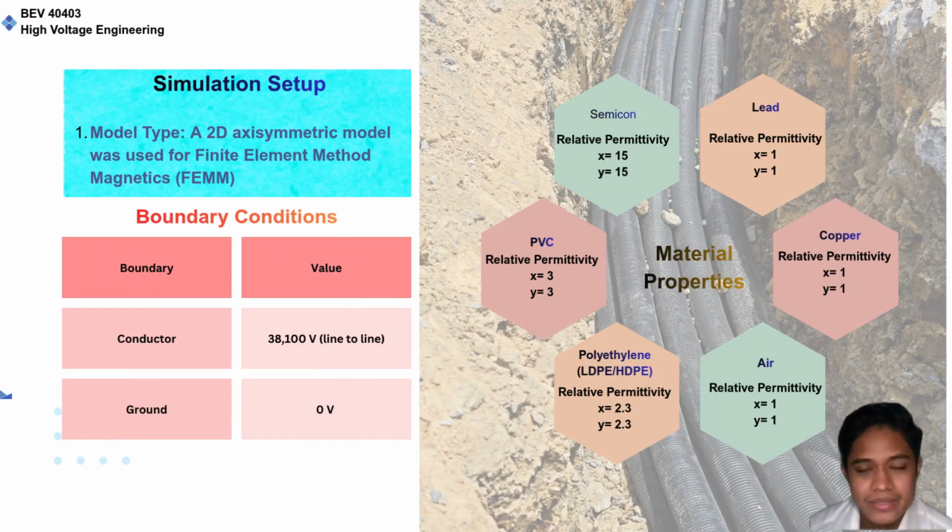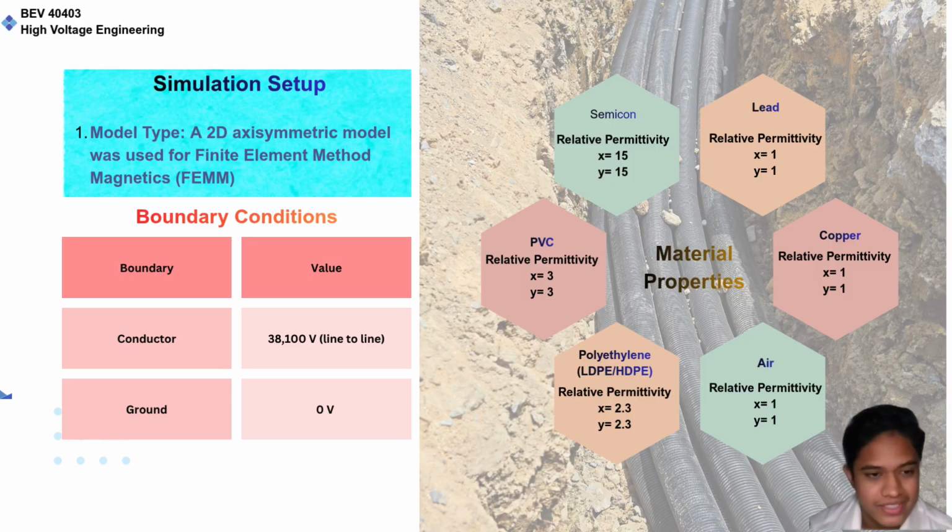Now for the simulation setup to prove our project, we use FEMM for the 2D axisymmetric model, which is the finite element method. And we have 2 parts, which are the boundary conditions and also the material properties.